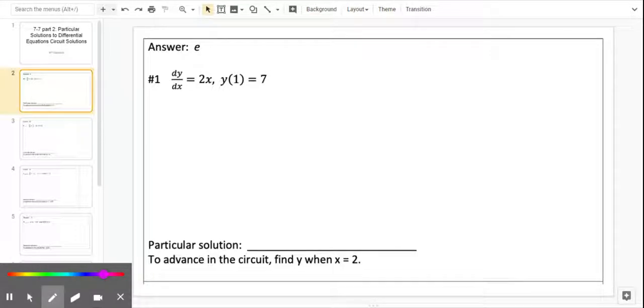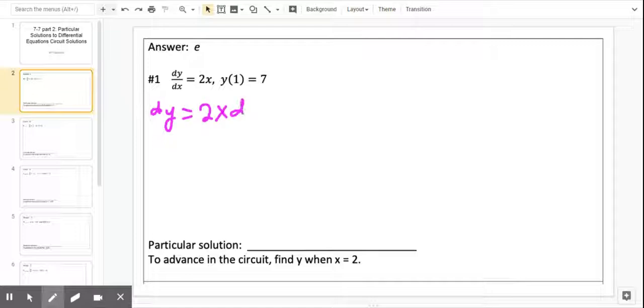So for number 1, we have dy over dx equals 2x. So I'm going to start by multiplying by dx on both sides. So then we have dy equals 2x dx. Then we can integrate. So that leaves us with y equals power rule over here. So add 1 to the exponent, you get x squared, and then divide by 2. So 2 divided by 2 is 1 plus c.